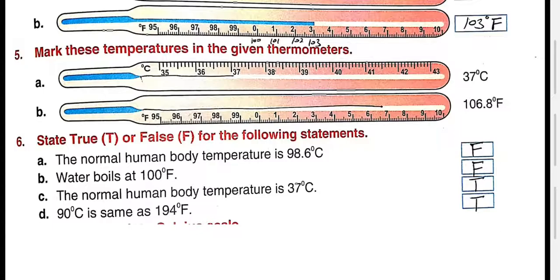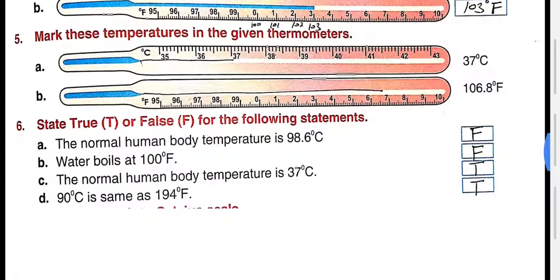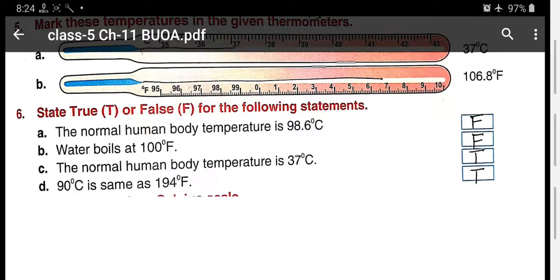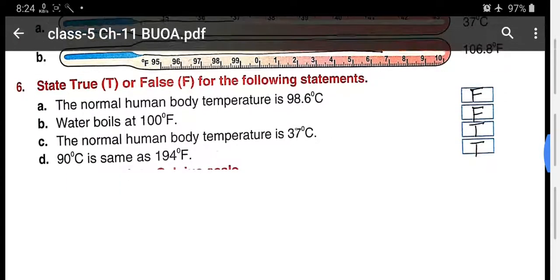Now come to true and false. The normal human body temperature is 98.6 degrees Celsius. It is wrong, it is false. The normal human body temperature is not 98.6 degrees Celsius. Human body temperature is mostly measured in Fahrenheit. Water boils at 100 degrees Fahrenheit, it is wrong. It is about 100 degrees Celsius. The normal body temperature is 37 degrees Celsius, so this statement is right.